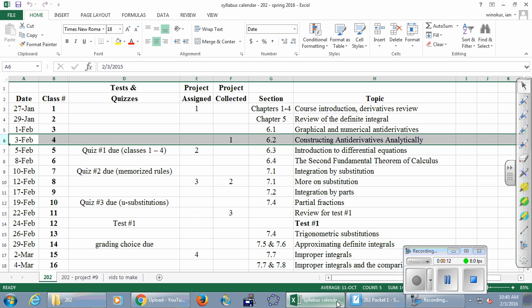Okay, so let's get started. Again, we're on page 38. A couple of announcements before we begin. Taking a look at the calendar, today is February 3rd. We're going to cover class number 4, which is about constructing antiderivatives analytically.